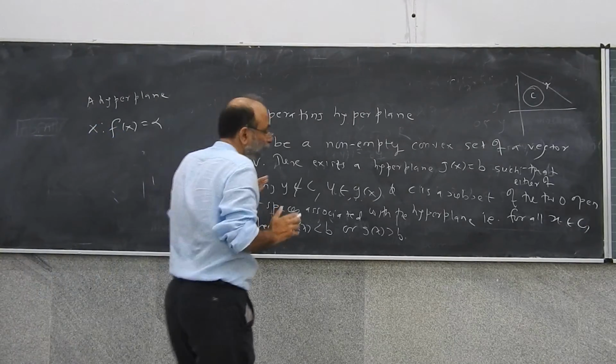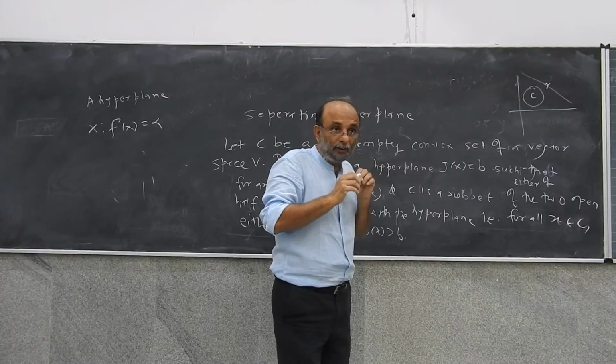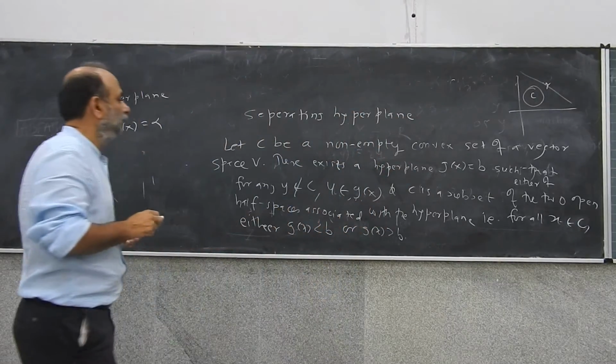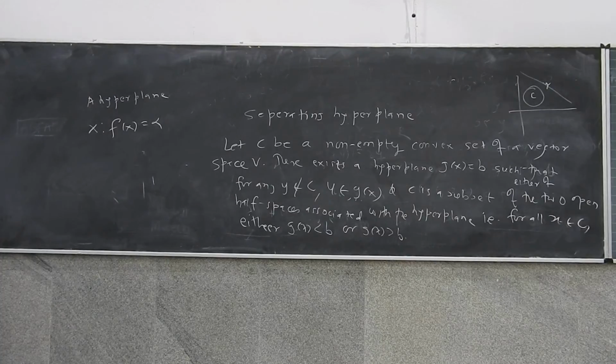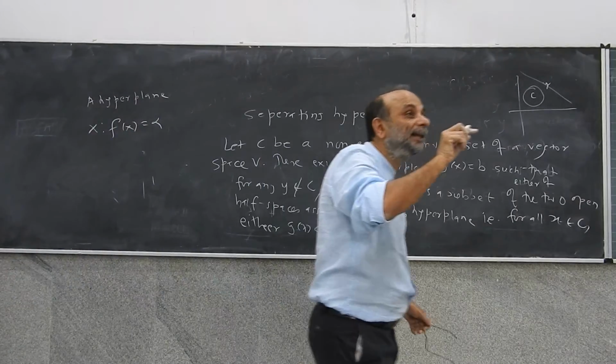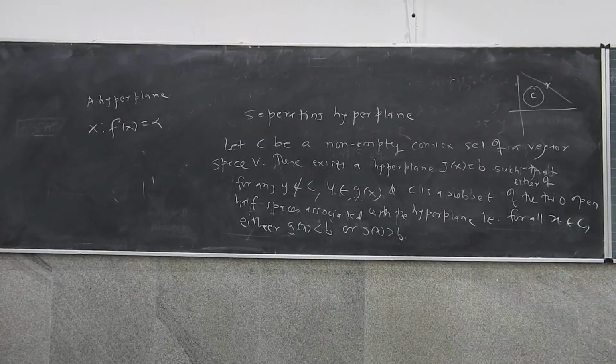Now, tell me one thing. Will these two half spaces be closed or open? Open half spaces. Why would those half spaces be open? Because they're strictly less than or strictly greater than. Right? So the half spaces will not contain their boundaries.